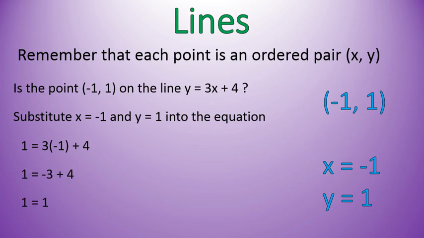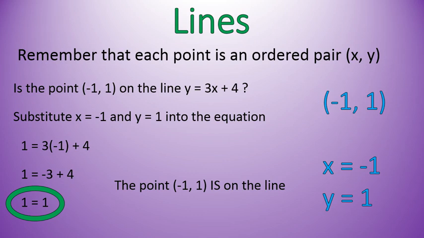Negative 3 plus 4 gives us a positive 1. 1 equals 1. That is correct. So that means that the point (-1, 1) is on the line. When you get an equation that ends with a correct answer, we know that it is true. Therefore, this point, (-1, 1), is on that line, y equals 3x plus 4.